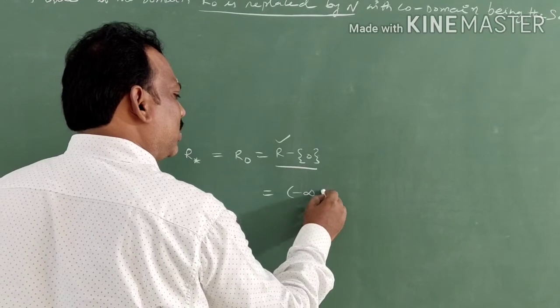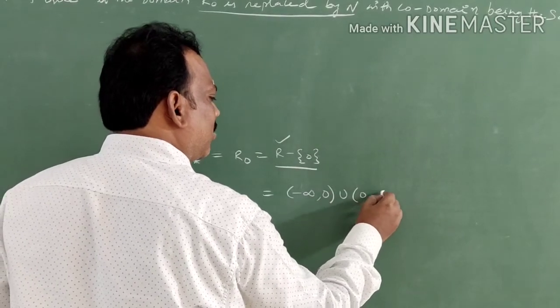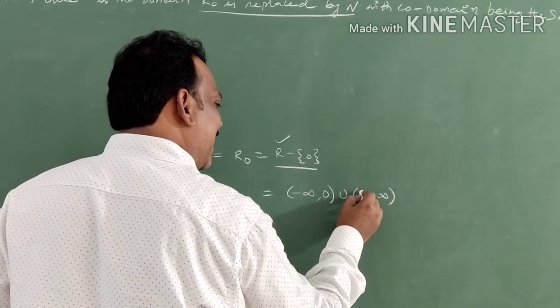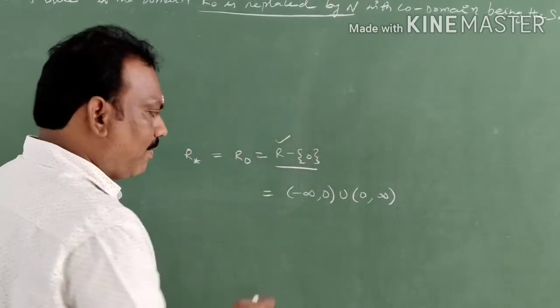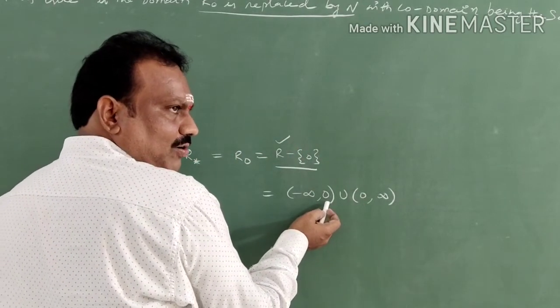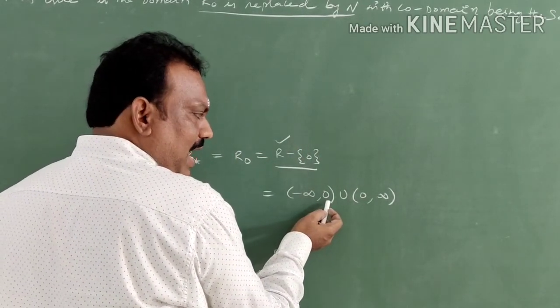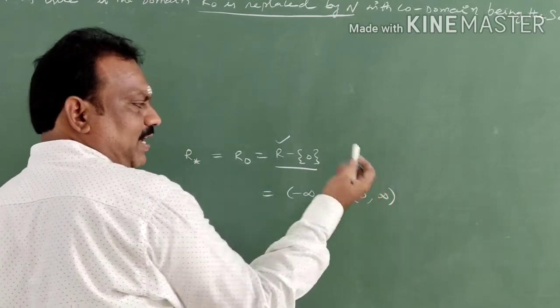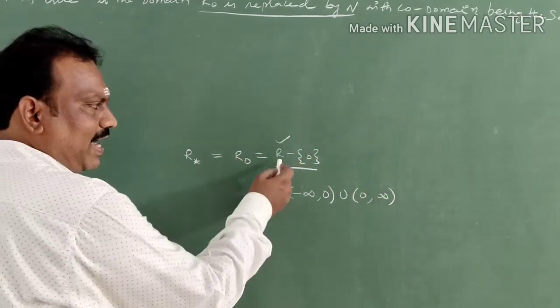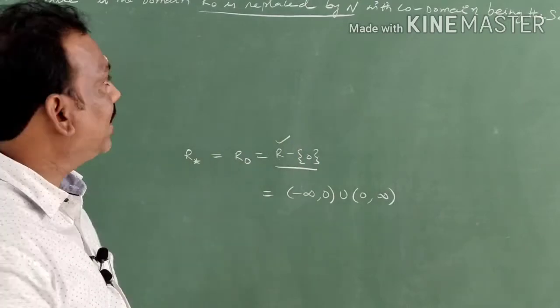In interval form, minus infinity to 0, union 0 to plus infinity. That means only except this 0. Minus infinity till 0, not including 0, and again after 0 to plus infinity. That we can write as R minus 0. So that is the given set.